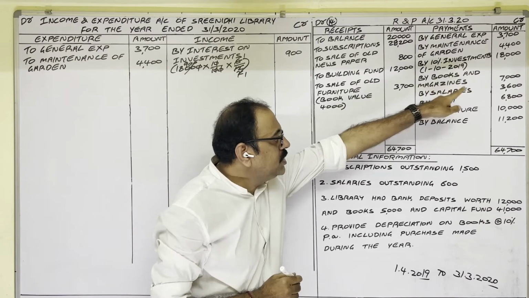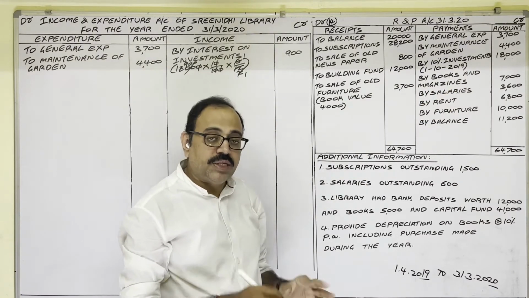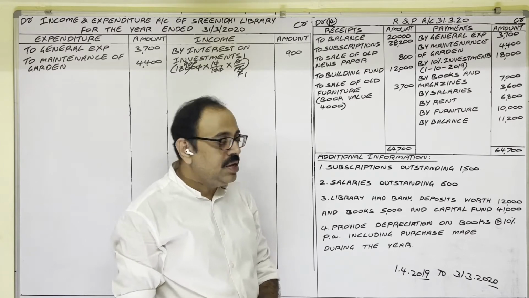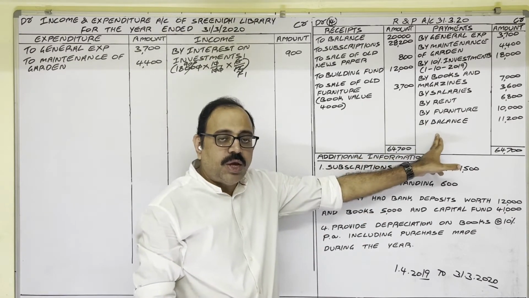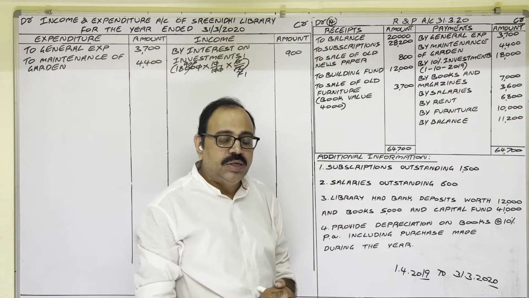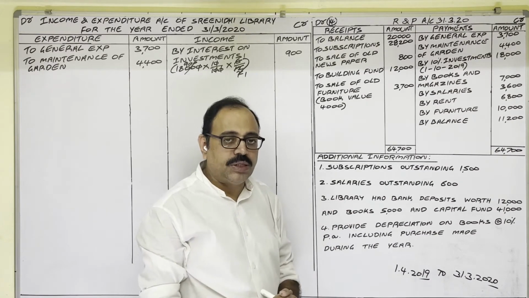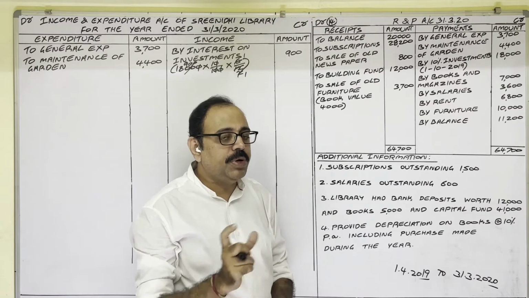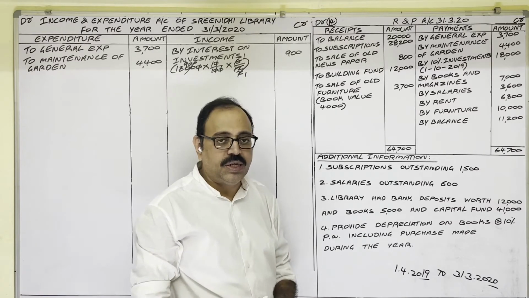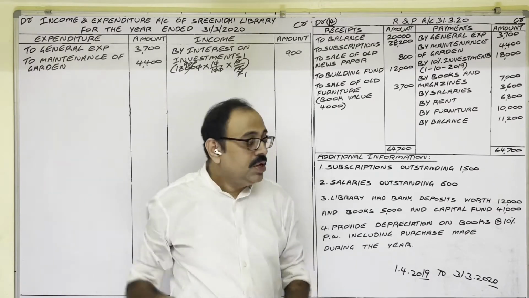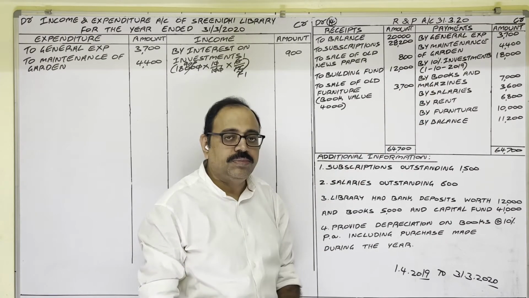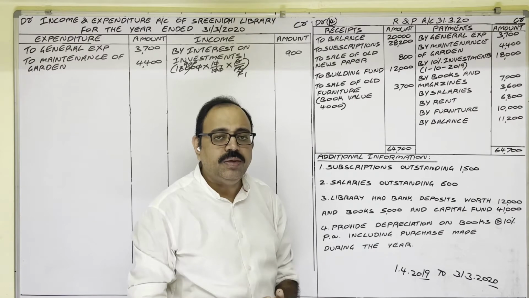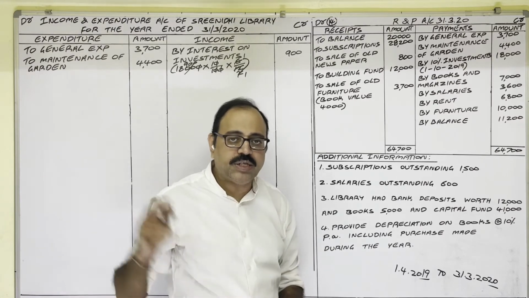Books and magazines 7,000 rupees. In the present chapter, accounting for not-for-profit organizations, on the payment side, suppose it has given newspapers, which means we purchase newspapers. Newspapers we purchase regularly, which means newspaper purchase is revenue expenditure. Debit side we should show. Suppose it has given magazines, same accounting treatment. Magazines also we regularly buy, so revenue expenditure, debit side.